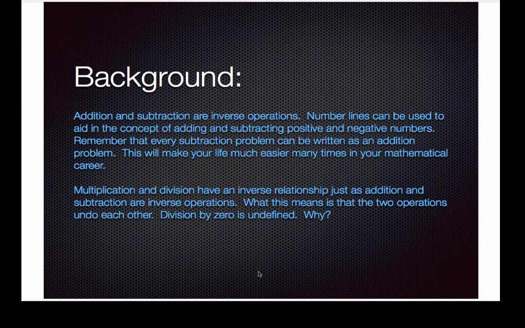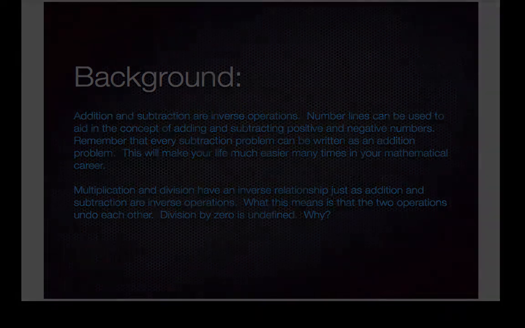Multiplication and division have an inverse relationship, just as addition and subtraction are inverse operations. What this means is that two operations essentially undo each other. Also, division by 0 is undefined. The question is why? We'll take a look at that.